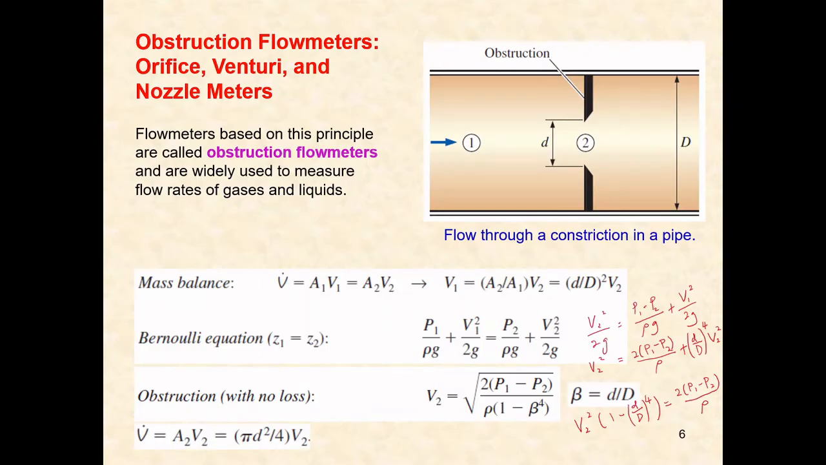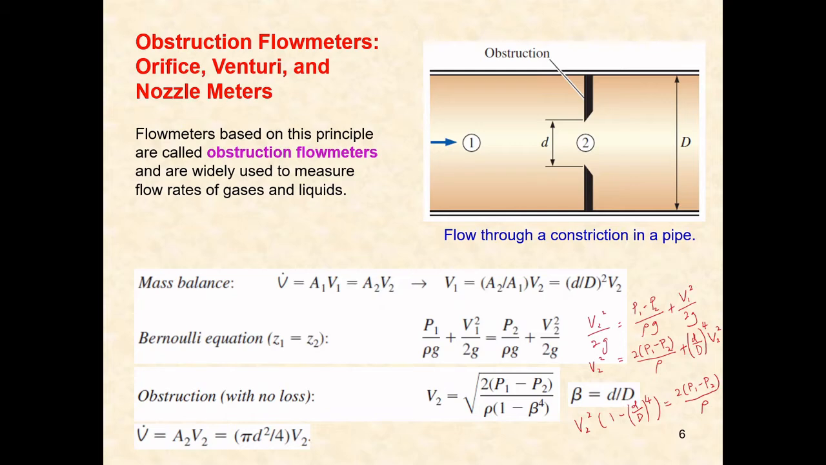Okay, the other type is called the obstruction flow meter, for example orifice, Venturi, and nozzle meters. Here the diagram shows flow through a constriction in a pipe. Originally you have a bigger diameter D, and then you constrict it down to a small diameter d, from area 1 to area 2. So we have this obstruction of the flow. Flow meters based on this principle are called obstruction flow meters, and are widely used to measure flow rates of gases and liquids.